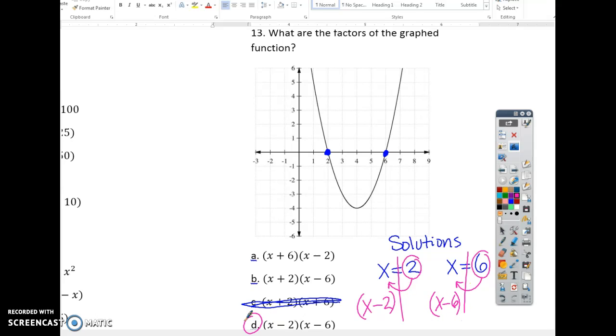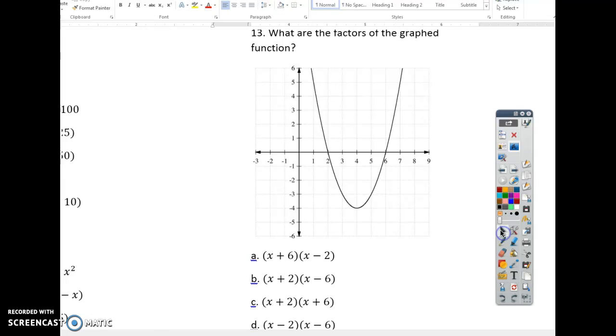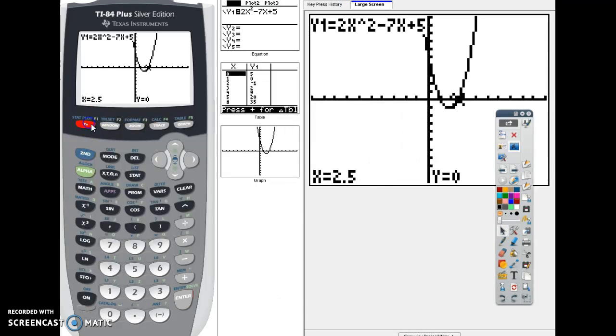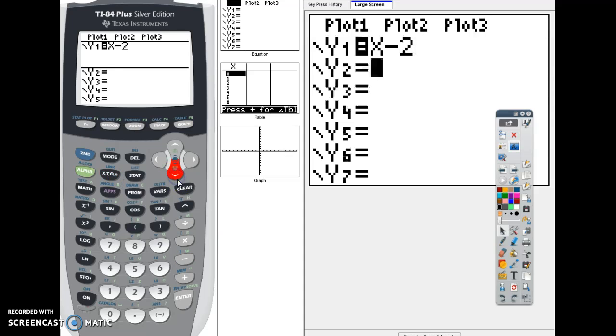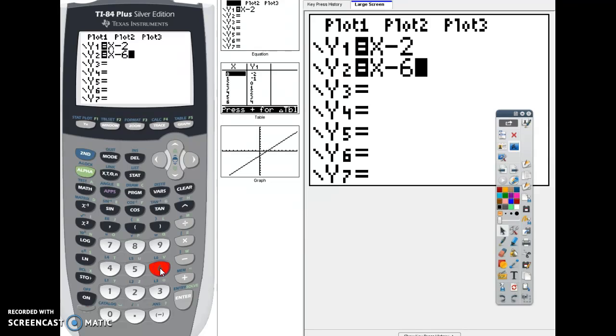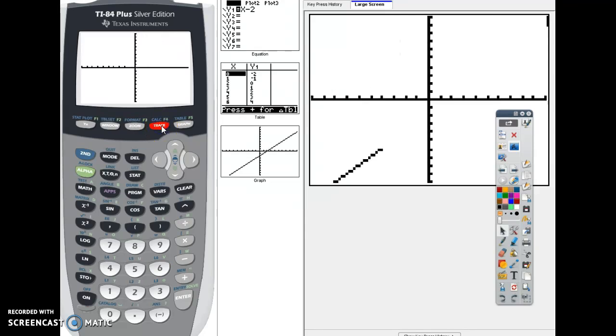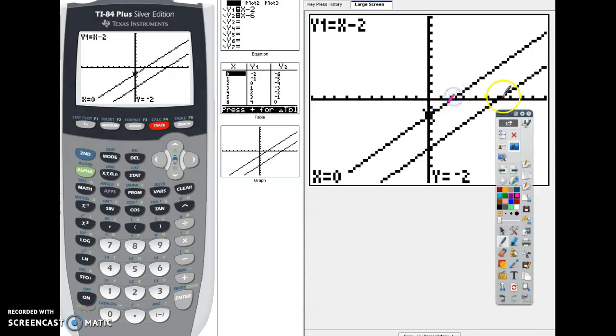Okay, how can I check that that's the answer? You put it in the calculator and you make sure that it goes through 2 and through 6. So let's go put it in the calculator, y1, y2, and go see that it goes through those points. X minus 2 and x minus 6, trace. It goes through 2 and it goes through 6. That's the answer.